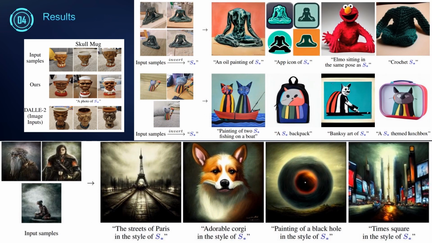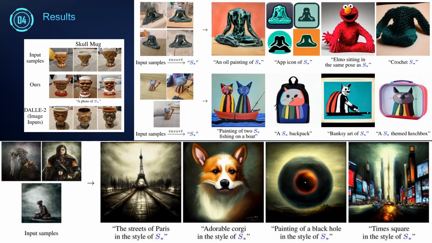On this slide, you can see several examples that show their method for generating a wide range of image variations from a single input concept. Starting from the top left, they use a pseudo-word denoted as S-star to transform a standard object like a skull mug into various interpretations while maintaining high fidelity to the original concept. The input samples on the left column show the starting images, and the row labeled "Ours" displays the authors' model output, which captures complex details and variations.